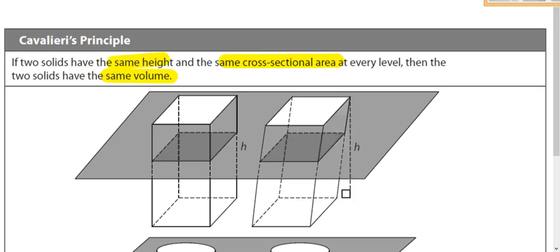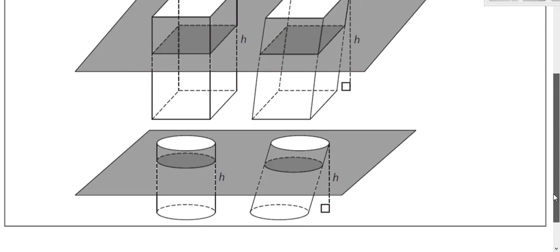So those are the three most important sections of this. They have to have the same volume. Two figures must have the same height and the same cross-sectional area at every level. So whether those cross-sections are squares or rectangles, they have the same area and the same height, so the same number of those stack up, and the volume will be the same.